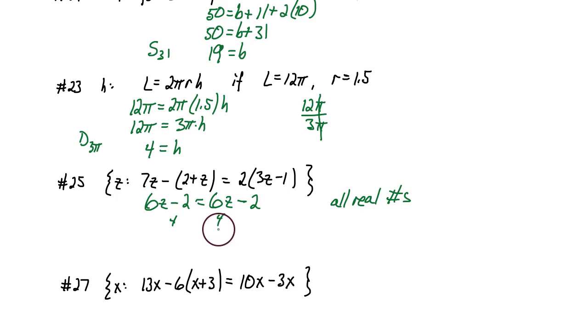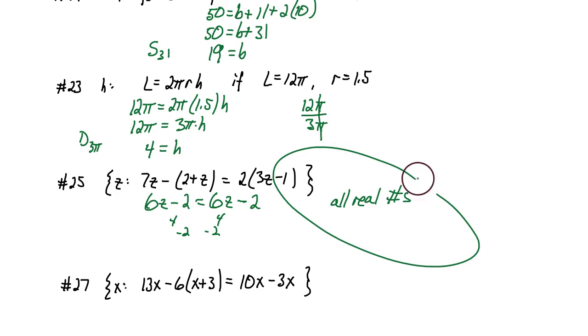Or what happens if z is 0? 6 times 0 is 0, and 0 minus 2 makes negative 2. But on the right side, you would get negative 2. Any number you substitute in for z will create the same value on the left side as on the right side, because these are identical expressions. Therefore, the answer is all real numbers.